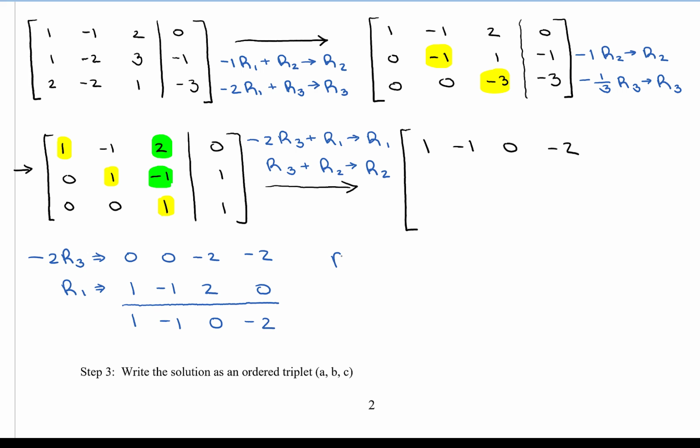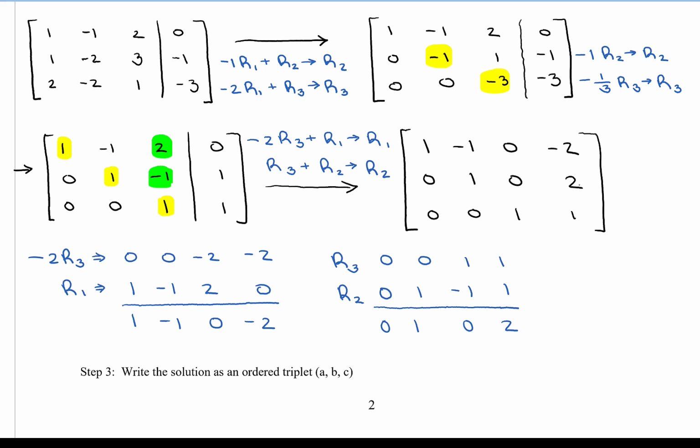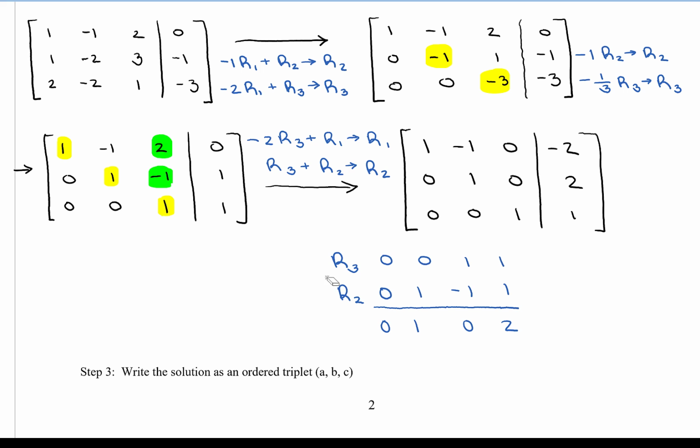Now I've got to add row 3 and row 2. So R3 is 0, 0, 1, 1. R2 is 0, 1, -1, 1. And if I add those two together, I get 0, 1, 0, 2. So I'm going to write that down as my new R2, or my new row 2. 0, 1, 0, 2. And for row 3, I'm just going to copy it down exactly as it is. 0, 0, 1, 1. And I'm going to go ahead and close the square bracket, and I'm going to draw my little vertical line segment here separating the coefficient matrix from my constants. And I'm going to go ahead and erase all the work that I just showed down below.